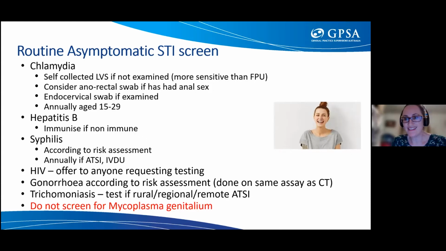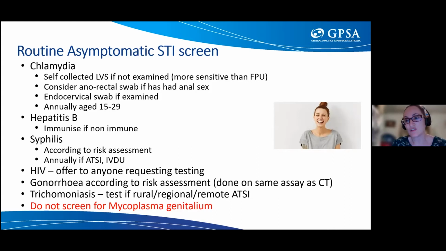Syphilis. So syphilis is an interesting one. I'm going to talk a bit more about syphilis later, but we've got a big problem emerging with syphilis. Lots of outbreaks occurring in Australia. We're seeing emergence again of congenital syphilis. So really our threshold to testing for syphilis is becoming lower and lower, and it is something that we would offer as part of our routine asymptomatic STI screen.